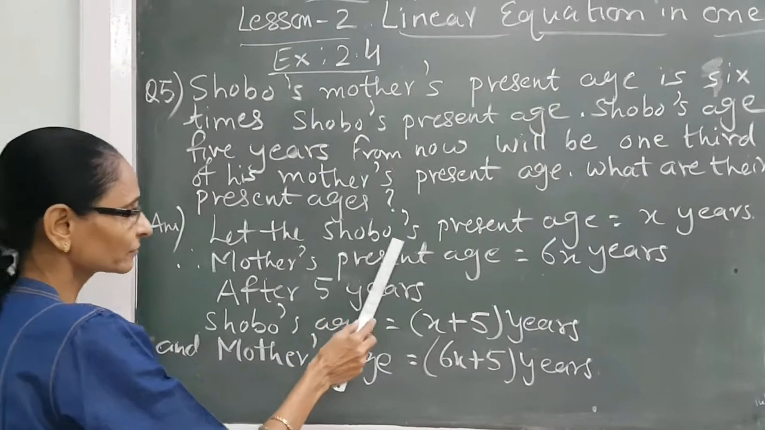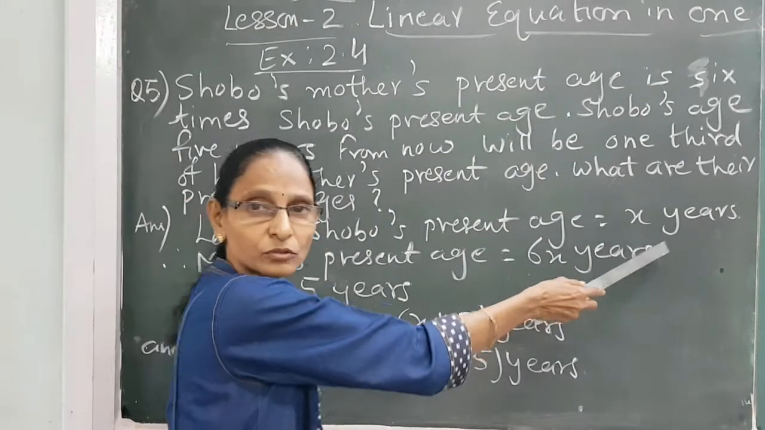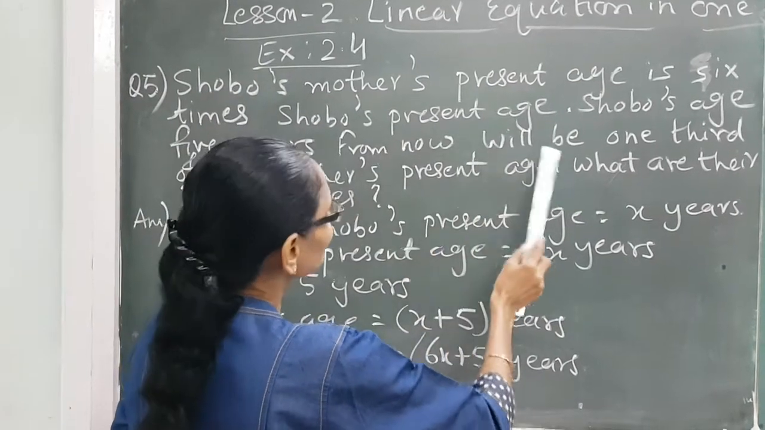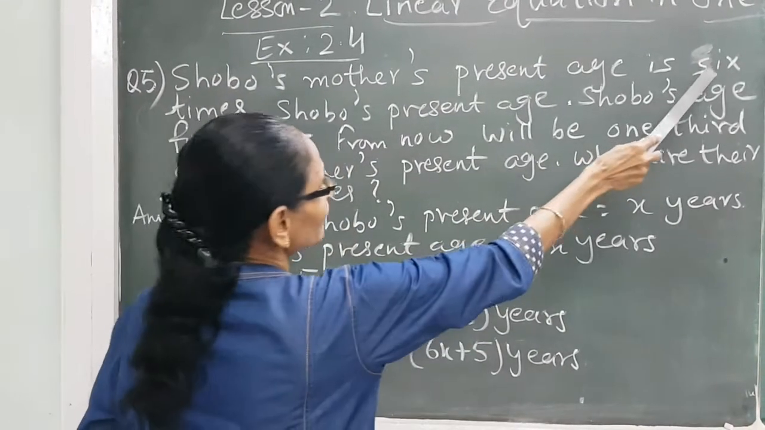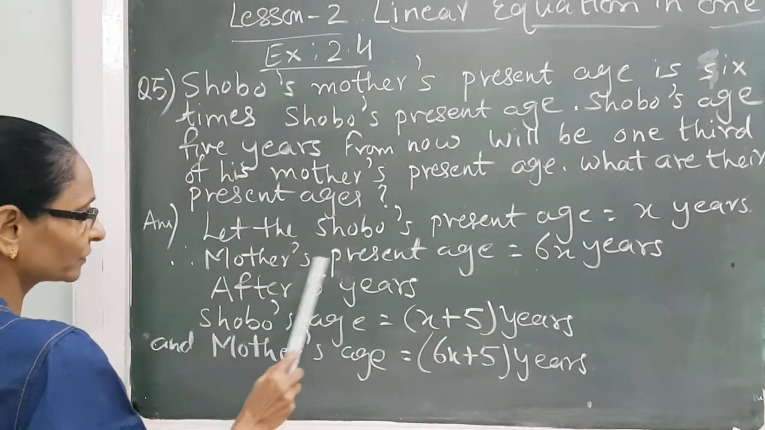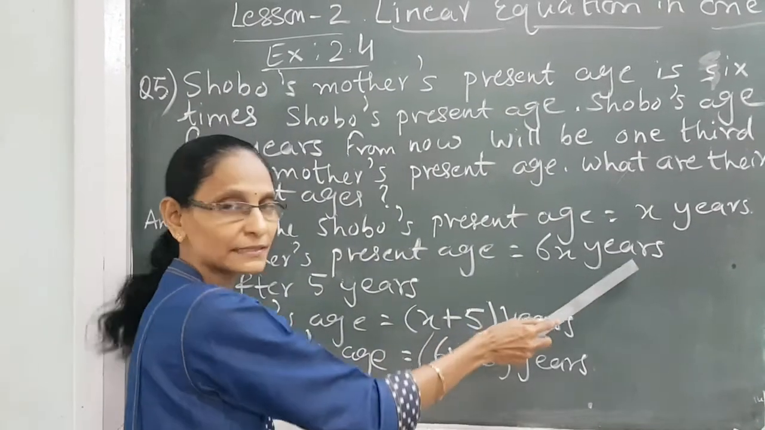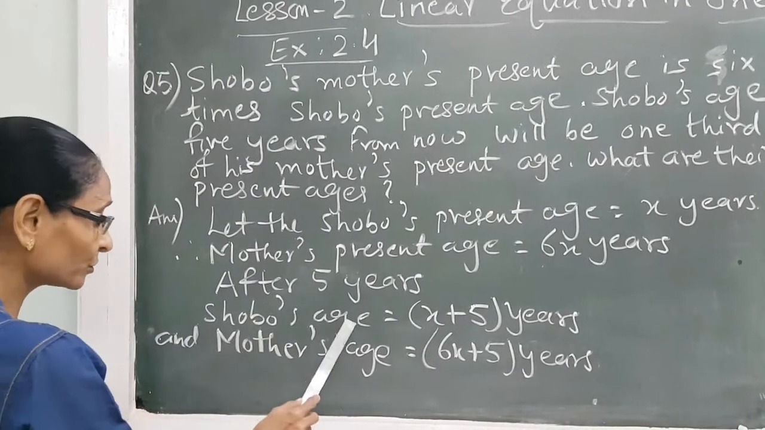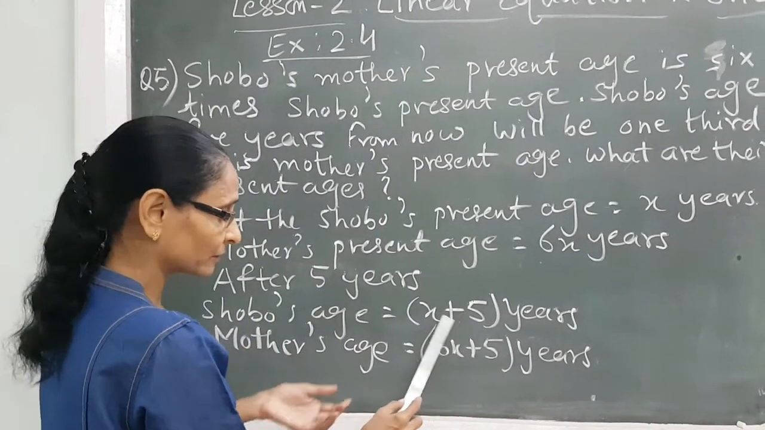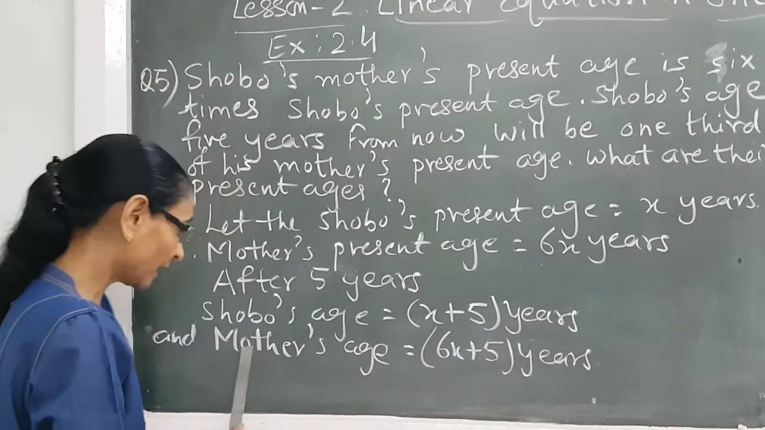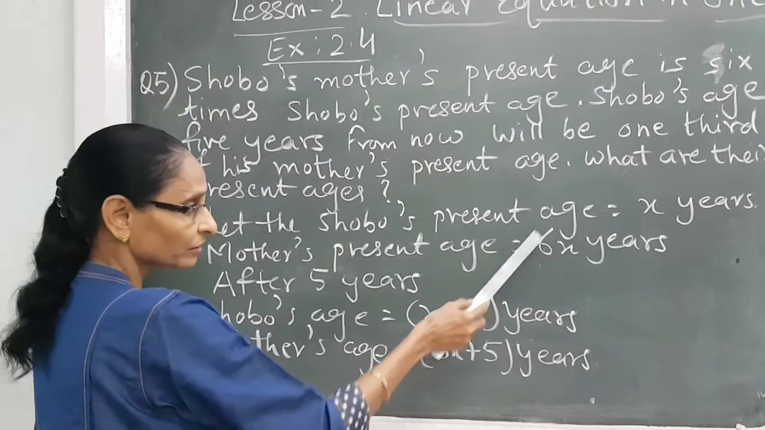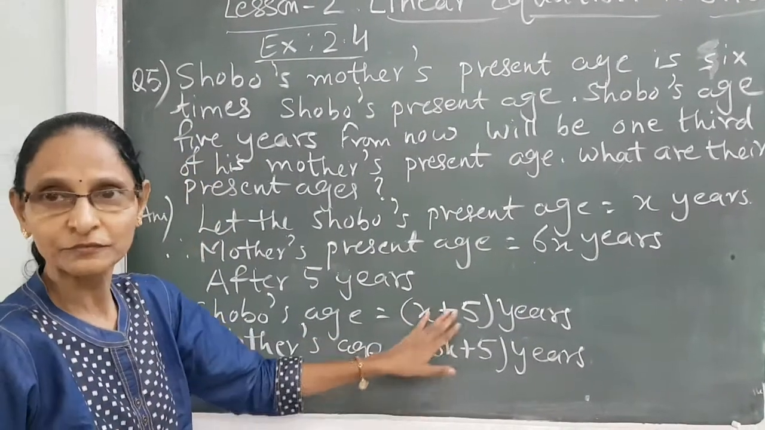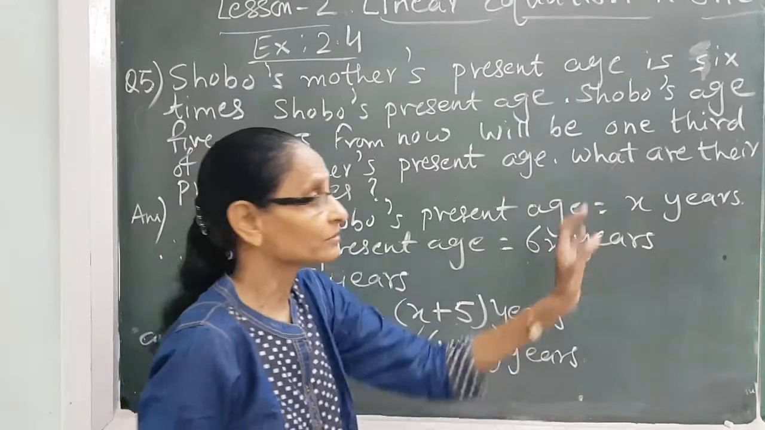Now let Shobhu's present age be x years. Then mother is what? It is given 6 times. Therefore, mother's present age is 6x years. Now, after 5 years, Shobhu's age will be x plus 5 years, and mother's age, which was 6x, will be 6x plus 5 years. These two are the ages after 5 years, and the others are present ages.